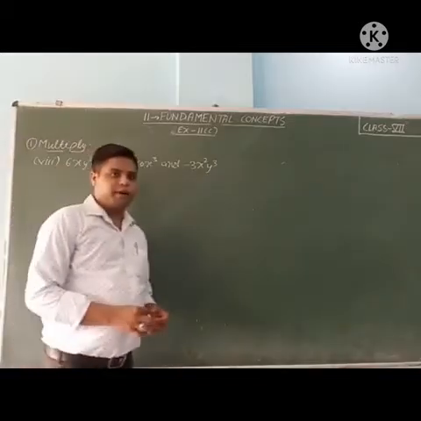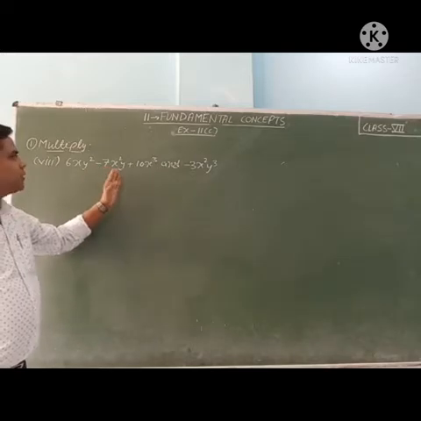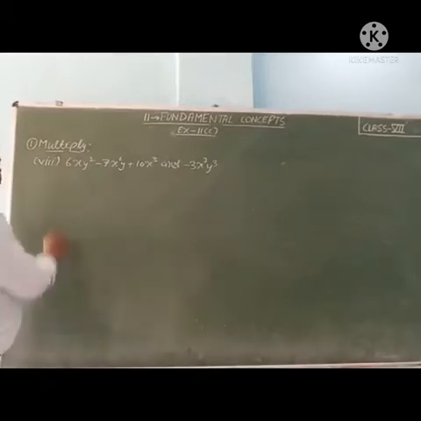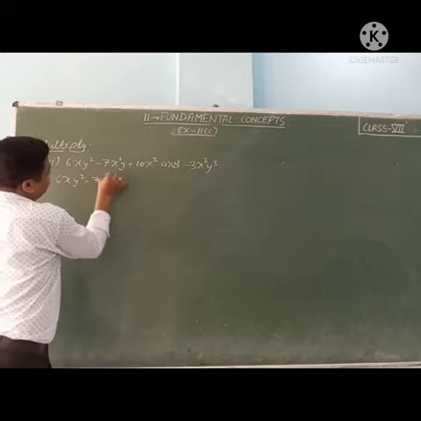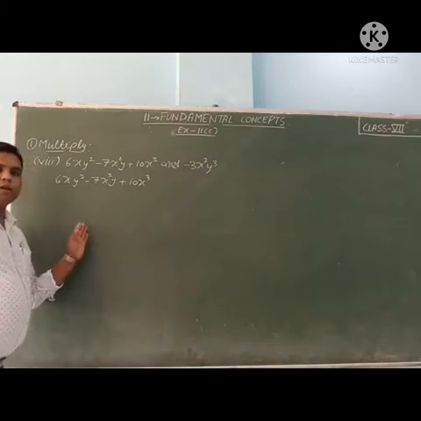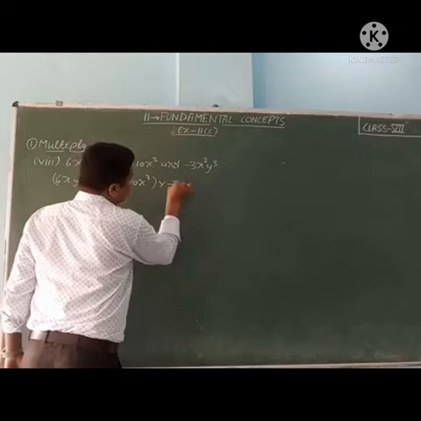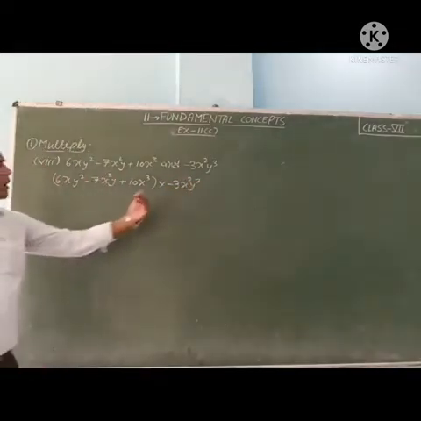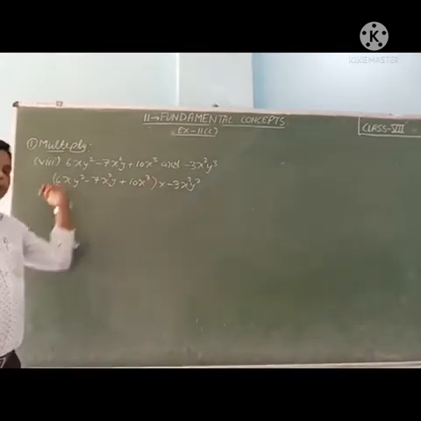Let's see the 8th part. That is (6xy square minus 7x square y plus 10x cube) multiplied by minus 3x square y square. We will write 6xy square minus 7x square y plus 10x cube. It is a trinomial, so we will take it inside the bracket. Then multiply by minus 3x square y square. With this minus 3x square y square, we have to multiply all three terms.